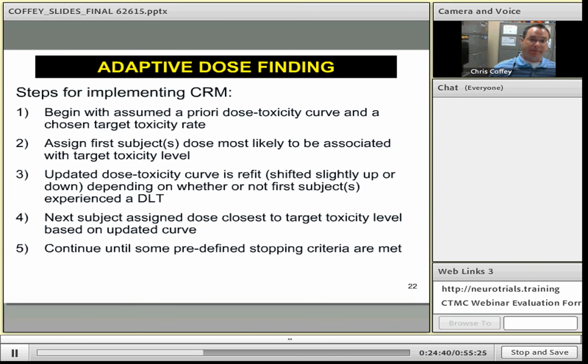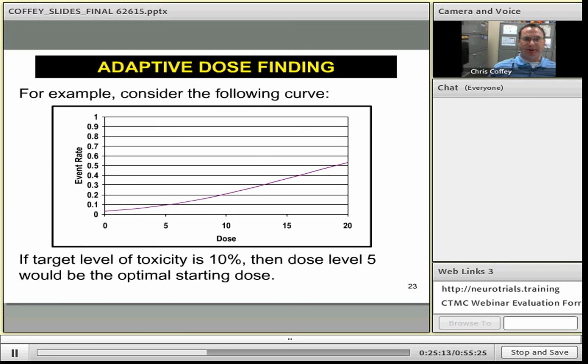So obviously if the first subject has a DLT, it's going to shift the curve, the numbers are going to go up. You're going to estimate higher toxicity at each of the doses and you're going to go down in terms of where you might think the dose that corresponds to the DLT is. If that subject does not have a DLT, it's going to pull the curve down, and you're potentially going to be able to go at a higher dose while maintaining the same level of DLTs. So you refit that each time. You assign the next subject based on the dose that was assumed based on that refit dose toxicity curve, and you just continue this process until you meet some predefined stopping criteria.